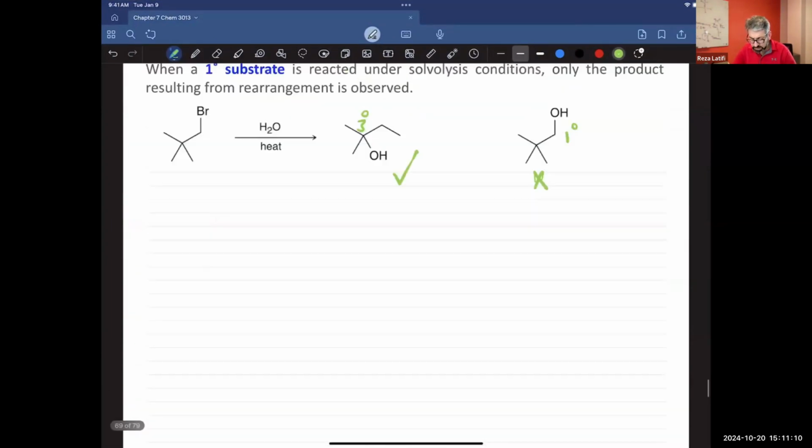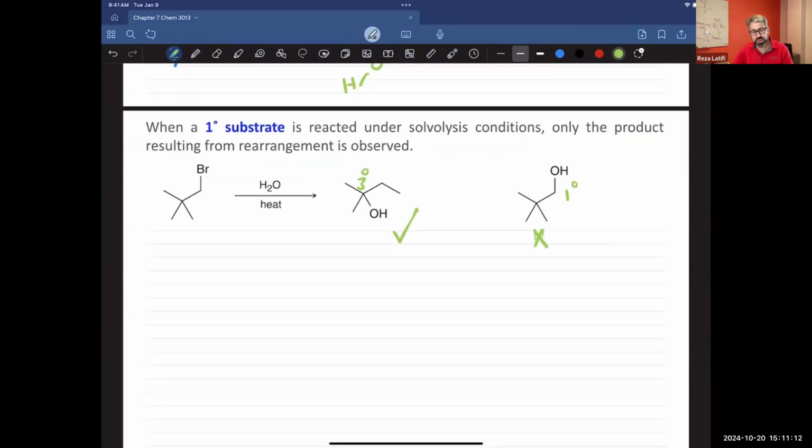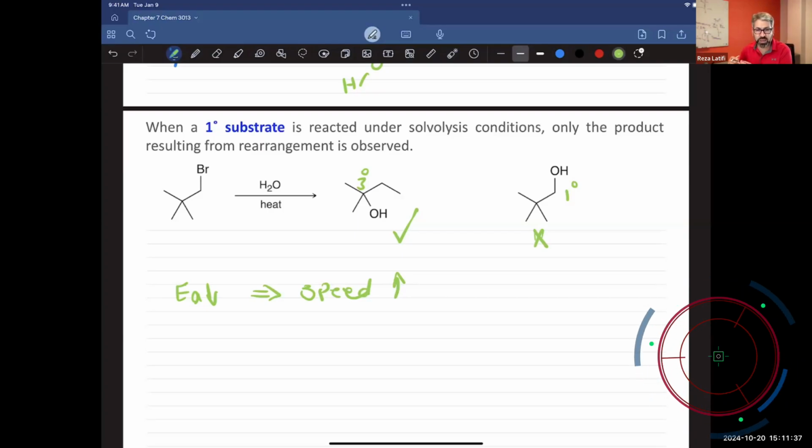So anything that makes your intermediate stable will drop the activation energy, and it will speed up the rate of the reaction, and the reaction will go in that direction. And if you can rearrange a hydrogen or a methyl to get a carbocation of higher order, do it, because that's going to happen in reality.